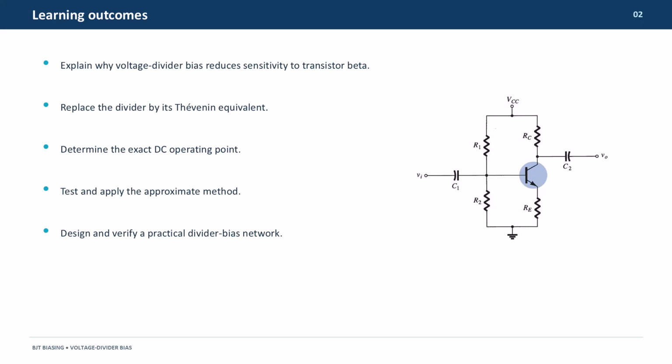You should also be able to test whether approximate analysis is justified, quantify the approximation error, design resistor values from a target Q point, and check active region operation, power ratings, and sensitivity to transistor beta.